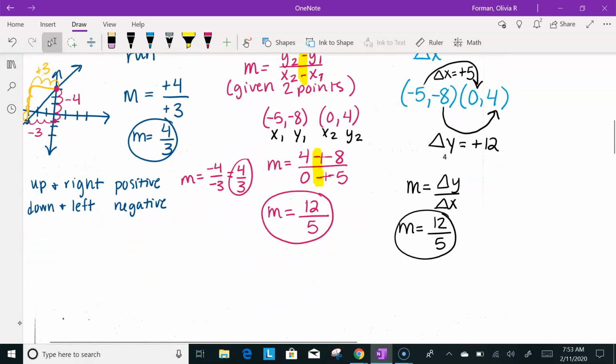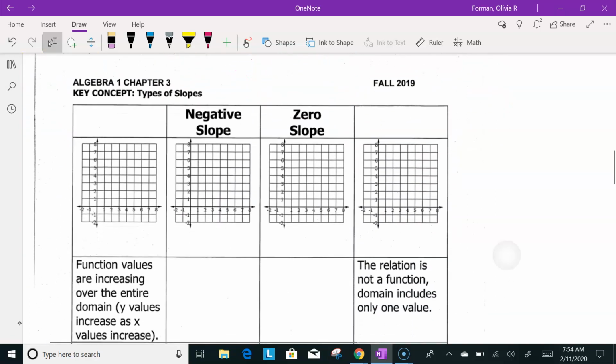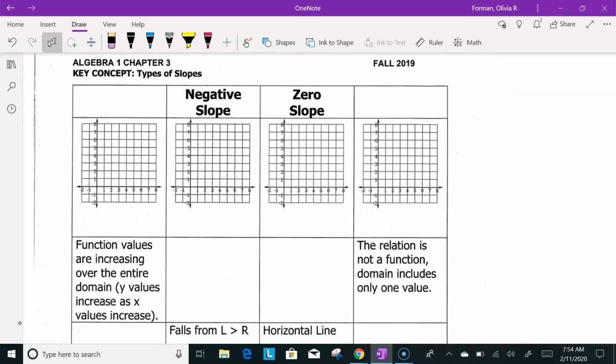If you go on to the next page, we're going to summarize the four types of slope that we deal with in linear functions. So in this first column, what we're going to be talking about is the positive slope. And so on this graph, on this grid, kind of however you want to draw a line so that it's sloping upwards, it has a positive slope. Okay.